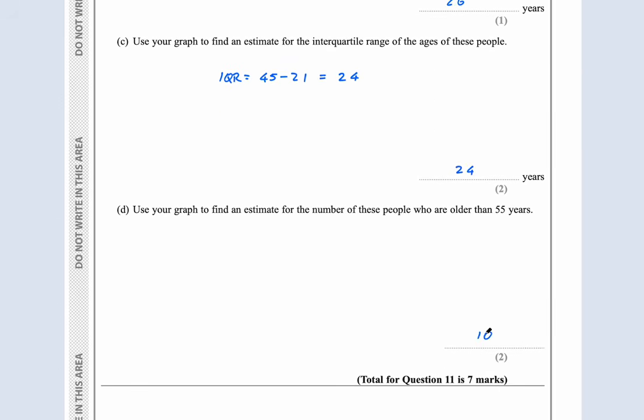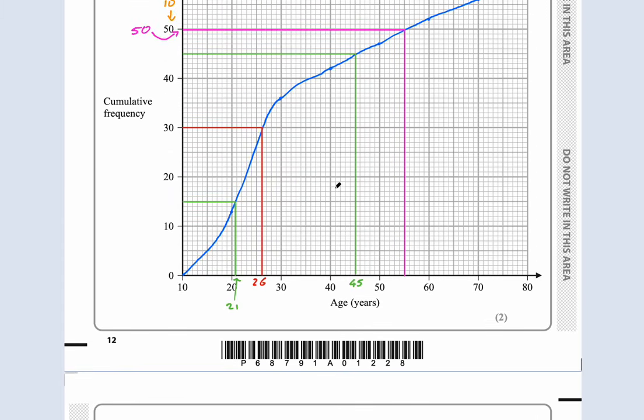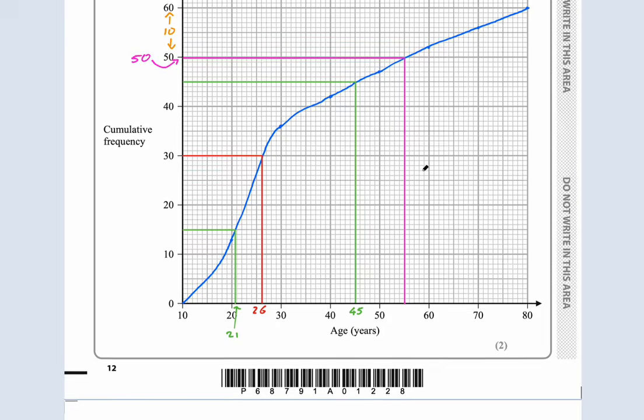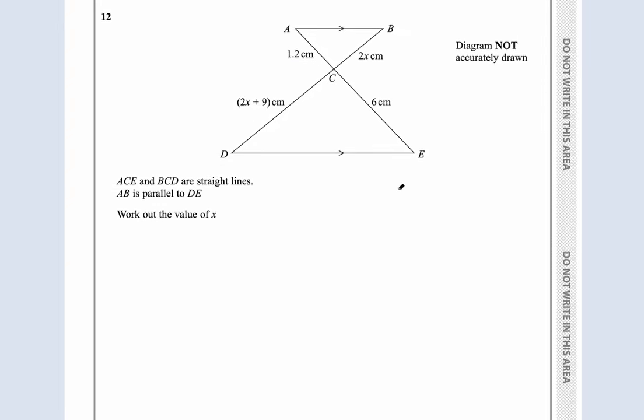Okay. All right, so all my answers are in an acceptable range. Try to draw your graph, guys, a little bit better than me. But there you go. Okay, question 12.